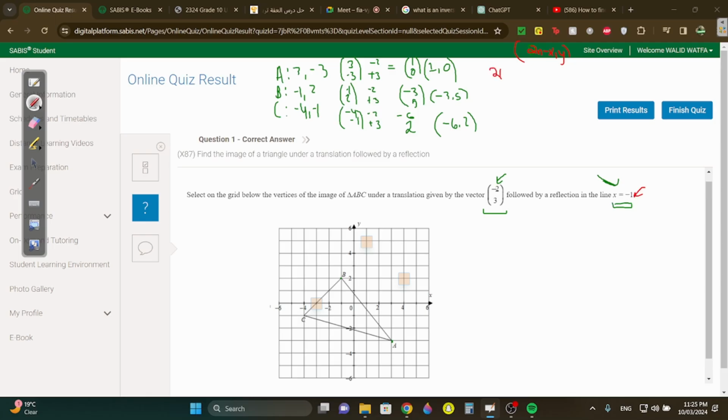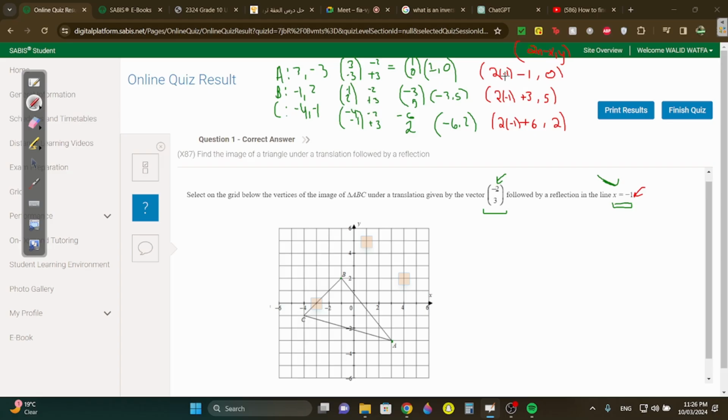It's going to be 2 times -1 minus x, which is 1 in this case, comma 0, because our y is 0. Let's repeat the same. 2 times -1 minus -3, so it becomes +3, comma y, which is 5. Again, 2 times -1 minus -6, so +6, comma 2, because 2 is the y.